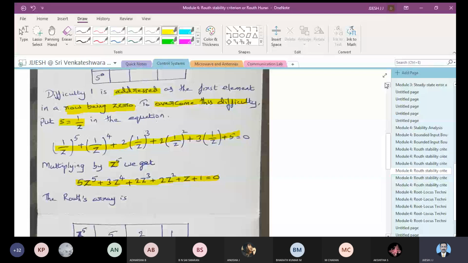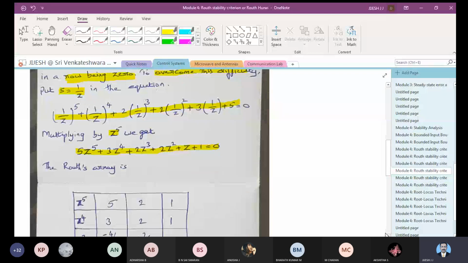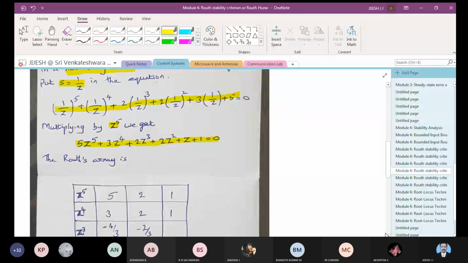What is the first coefficient you got? Minus 1 by, you got it? Minus 4 by 3 you got? Yes, sir. Okay, complete it. What is the next coefficient? Minus 4 by 3 you got, minus 2 by 3 you got.